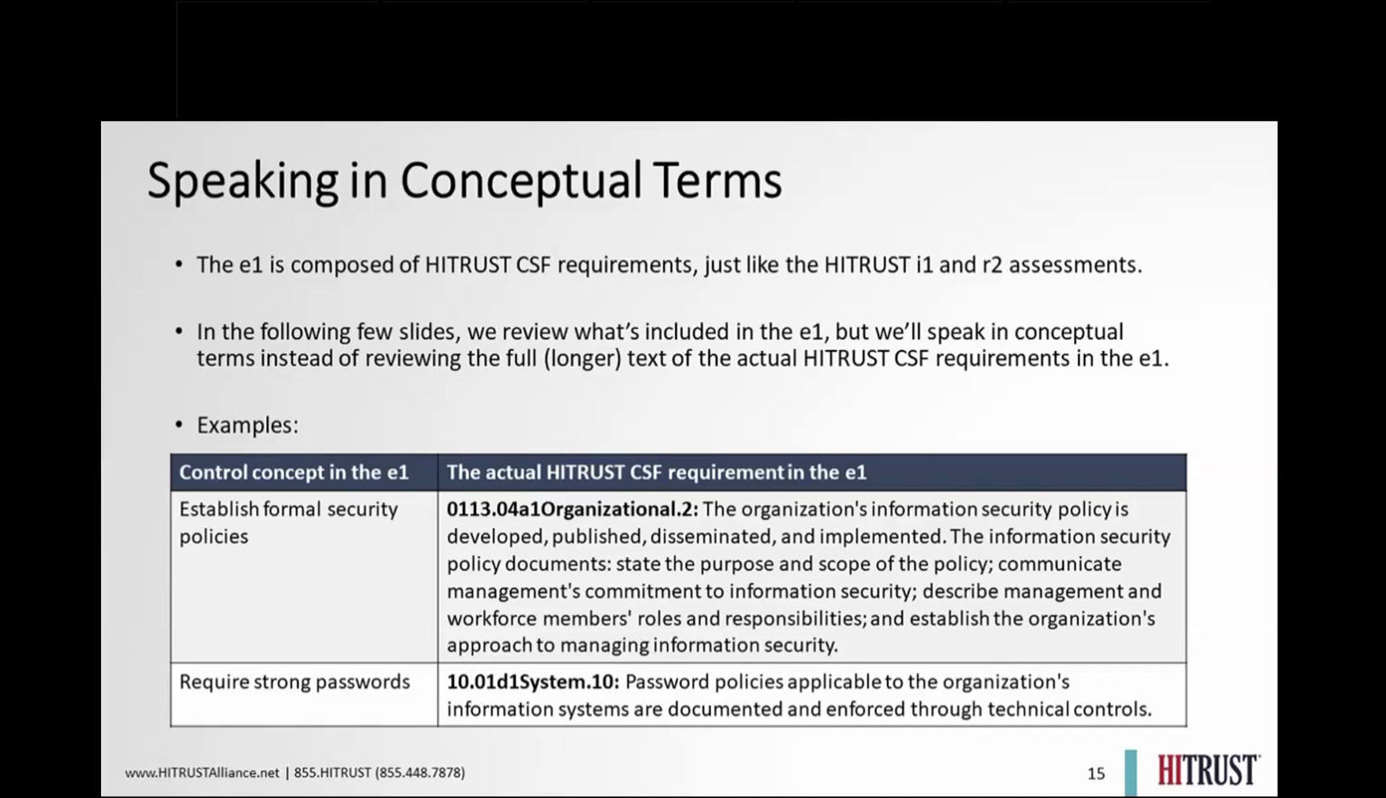And what I mean by that is, for example, on this bottom row, you might see a bullet that says require strong passwords, or the organization has strong passwords or something like that. That is not what you would see when you do this E1. Instead, you would see HITRUST CSF requirement 10.01D, which is a full sentence written like a control: password policy applicable to the information systems is documented and enforced through technical controls. So one's a requirement and one's a concept. In the next few slides, I just want to talk concepts for the purposes of helping communicate what's in and what's out, so you have the benefit of understanding.